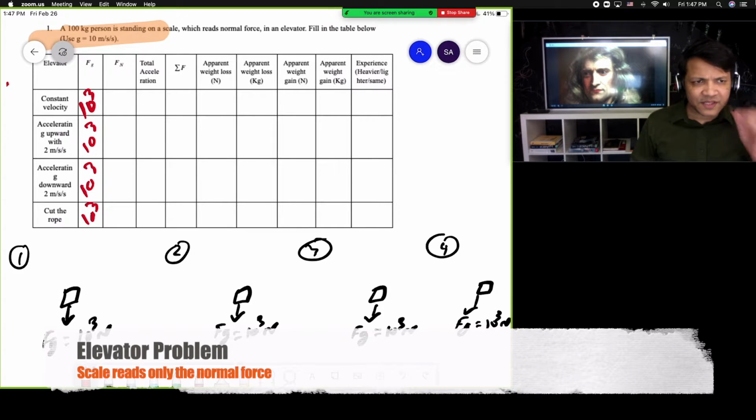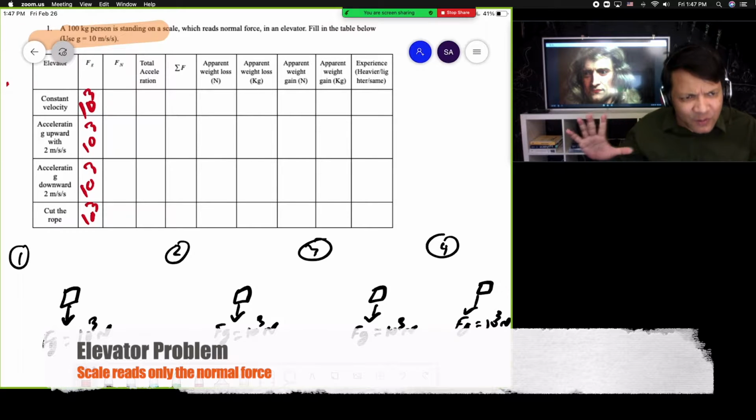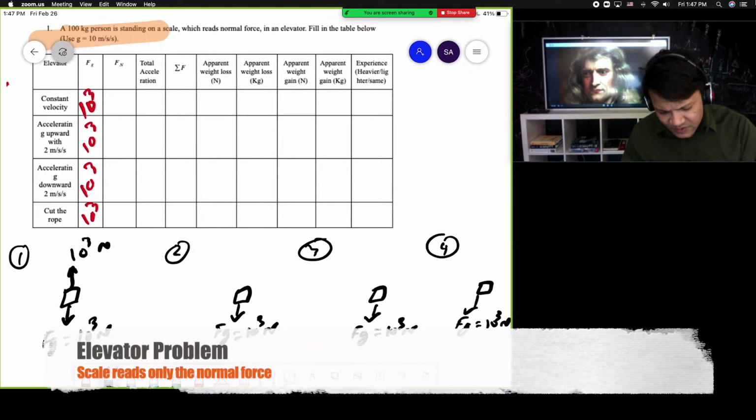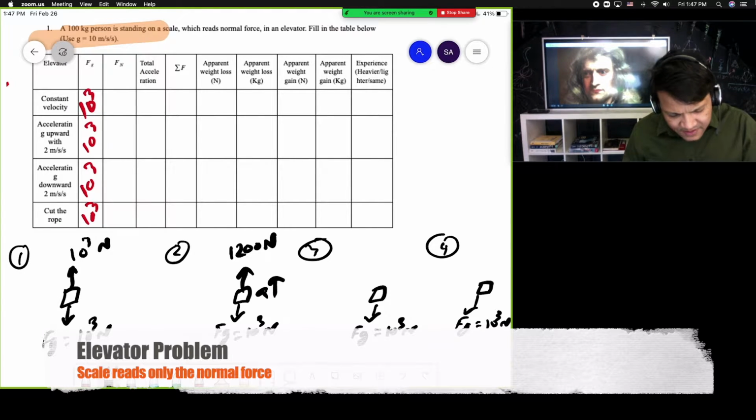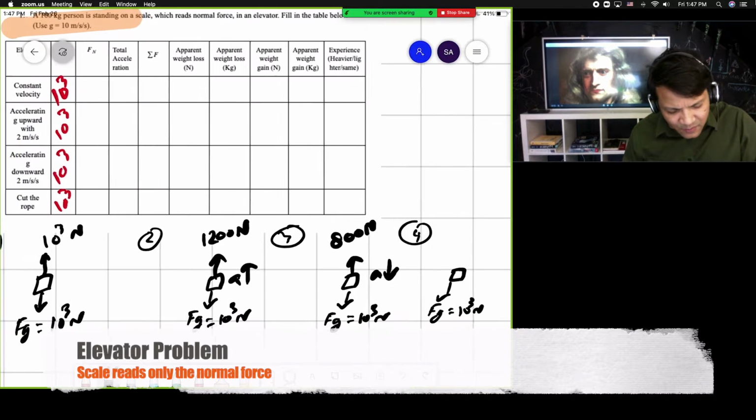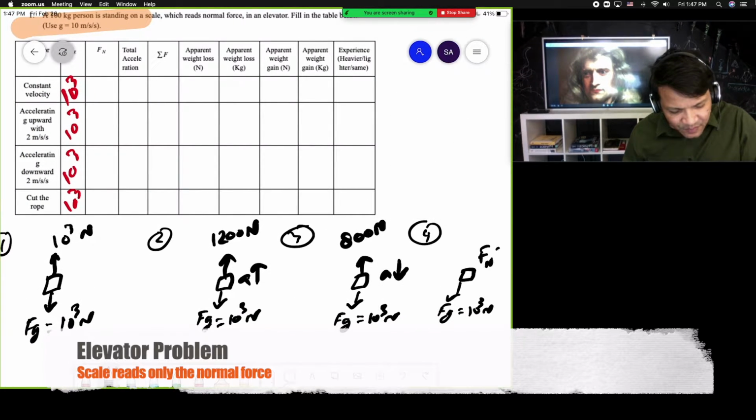Now we're going to find the normal force. As you know, the scale only reads the normal force, so the normal force is going to be different. This normal force is going to be 1000 Newton. This normal force is going to be 1200 Newton, because the elevator is accelerating up. This normal force is going to be 800 Newton because the elevator is accelerating down, and this normal force is going to be 0.